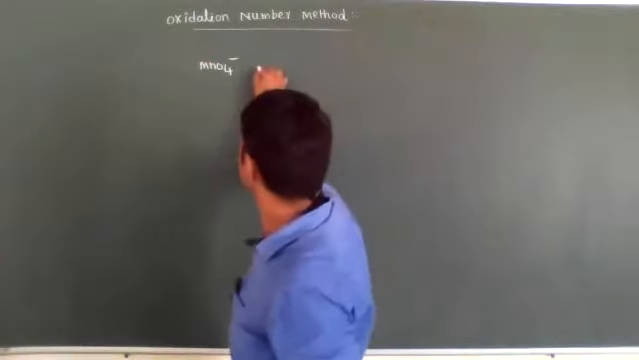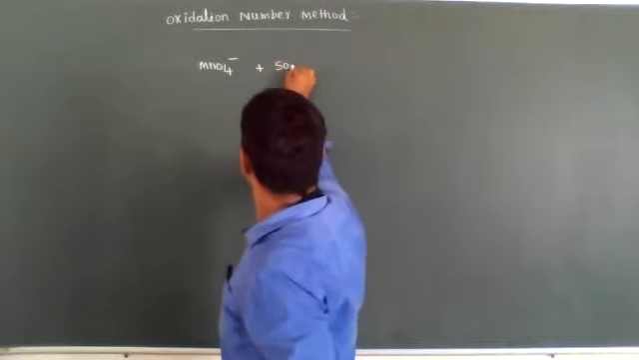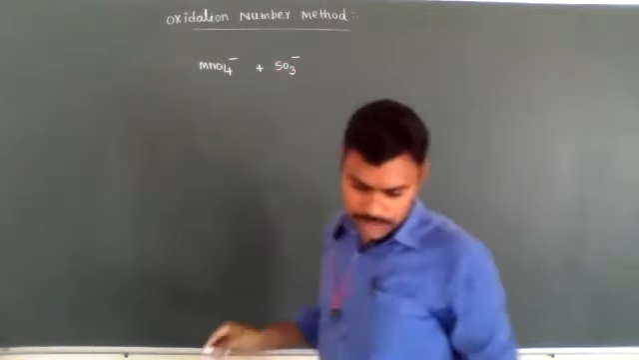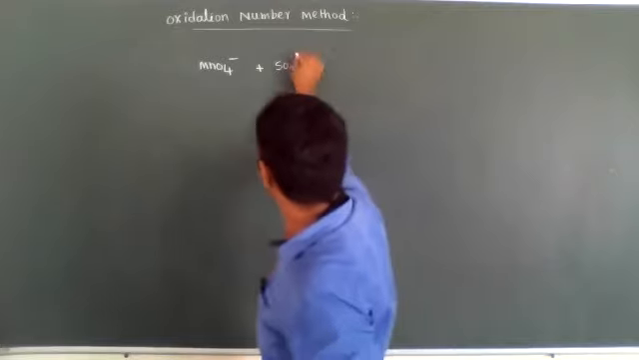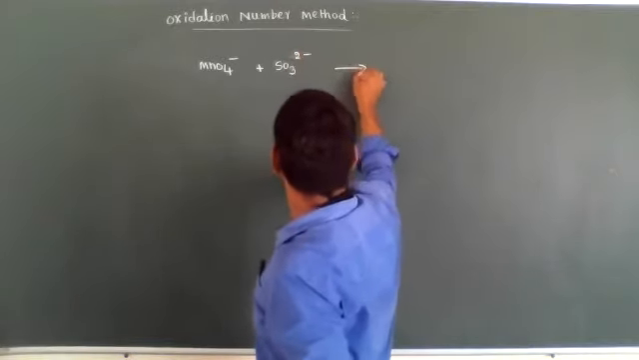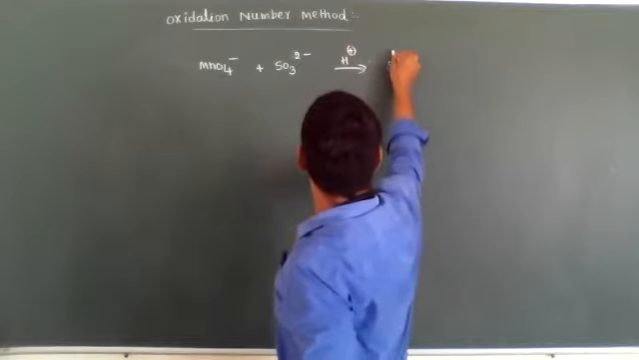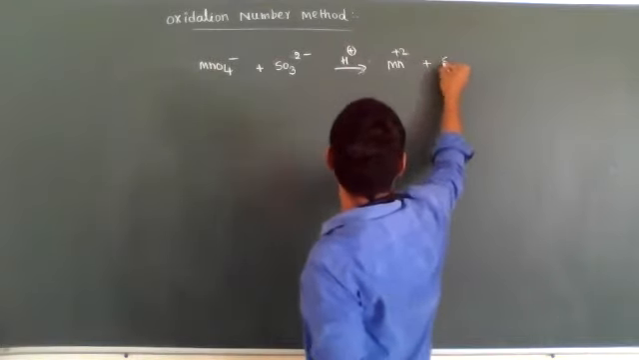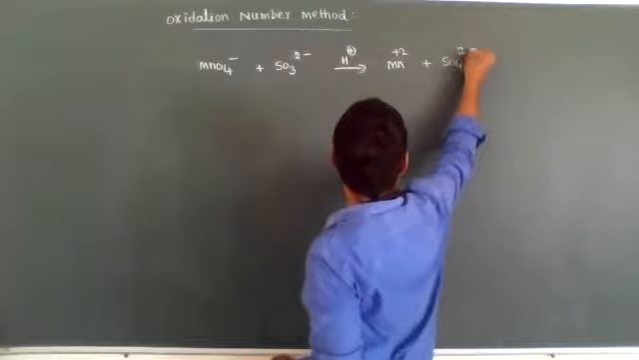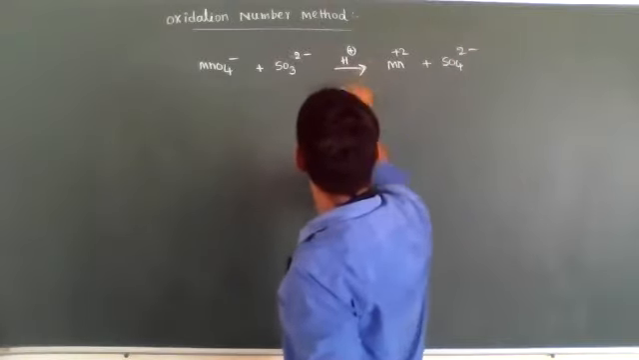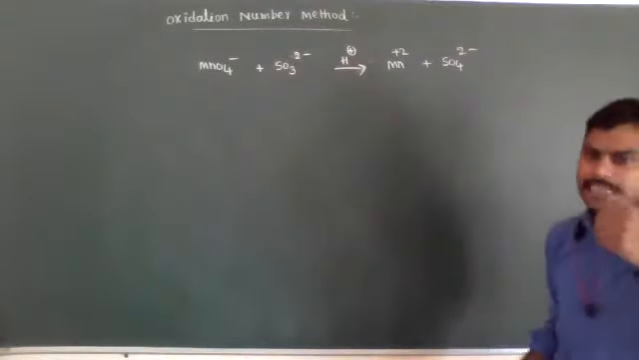MnO4 minus, SO3 2 minus is converted to Mn 2 plus, SO4 2 minus. See, this equation we need to balance in acidic medium.